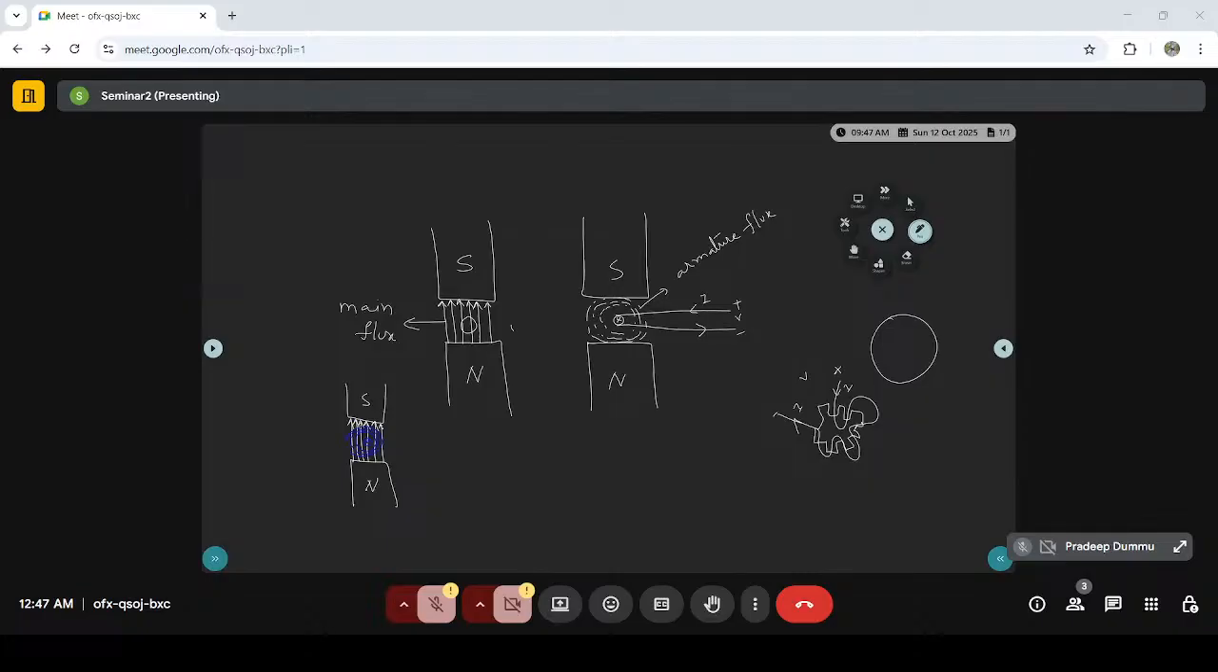First we got a main flux. After that we got an armature flux. Conductor carries a current. Then we get an armature flux. Now this is the diagram. This is the original diagram.